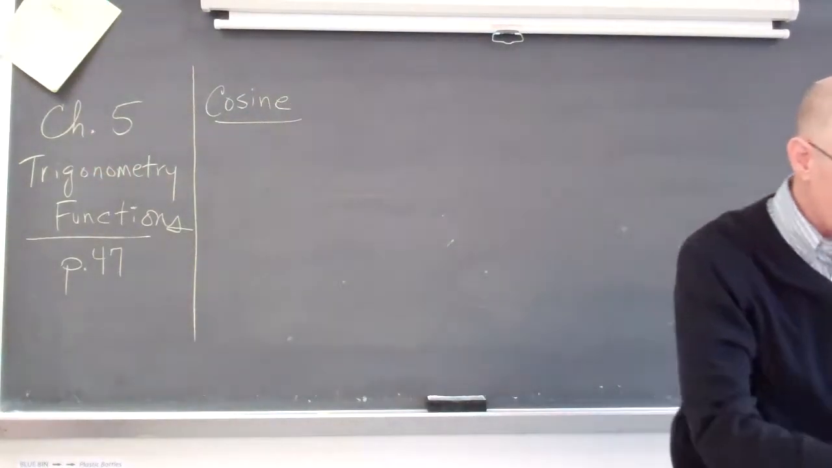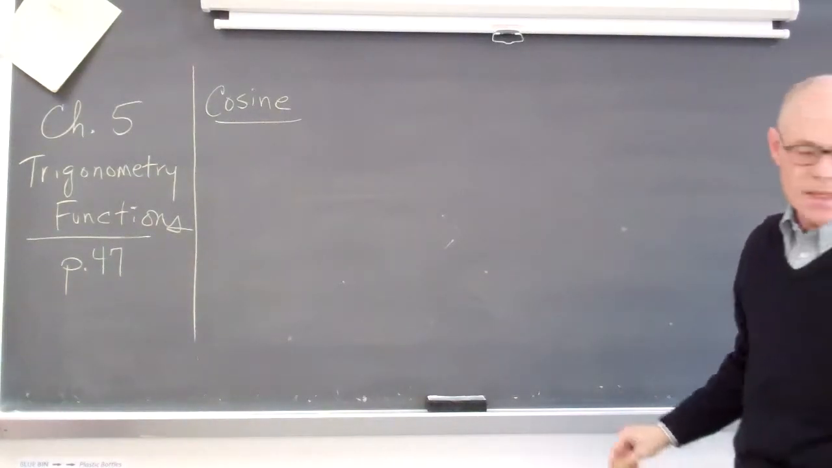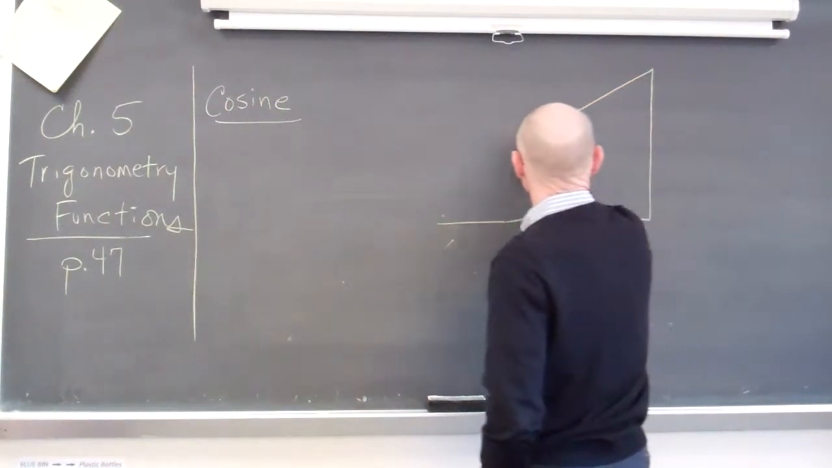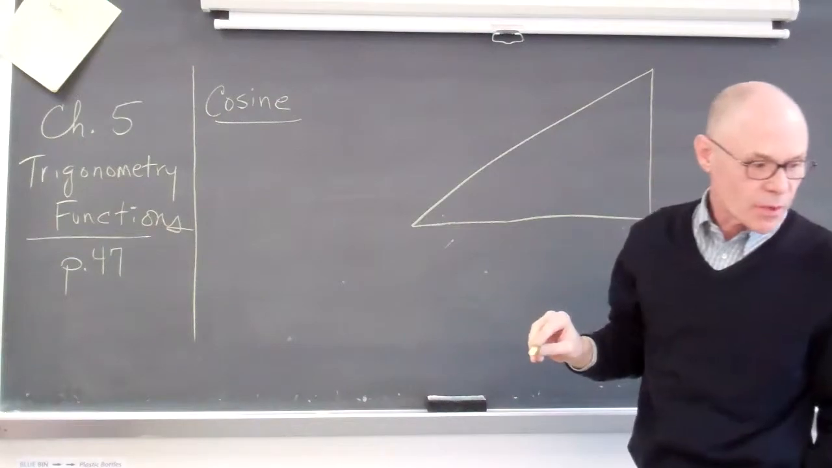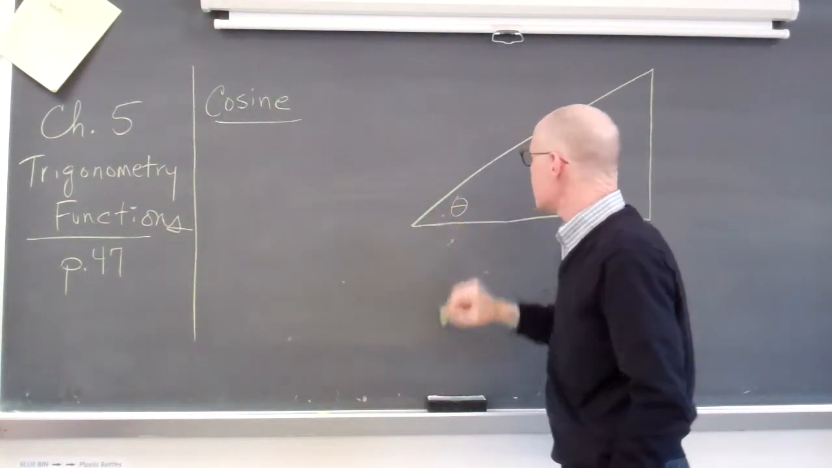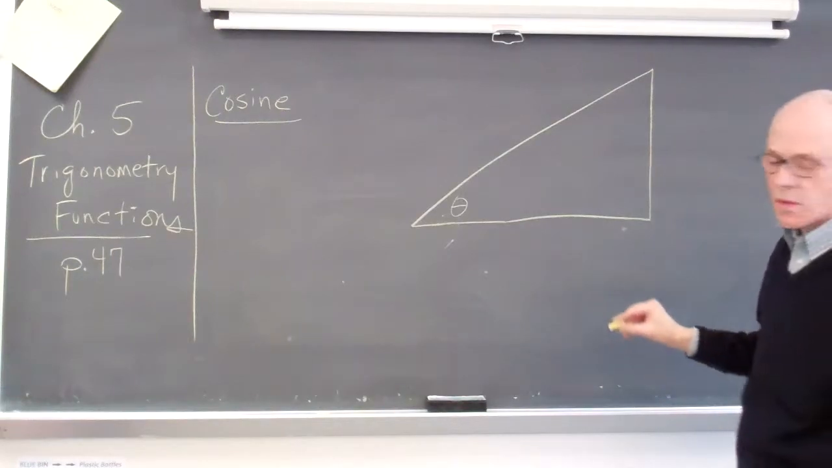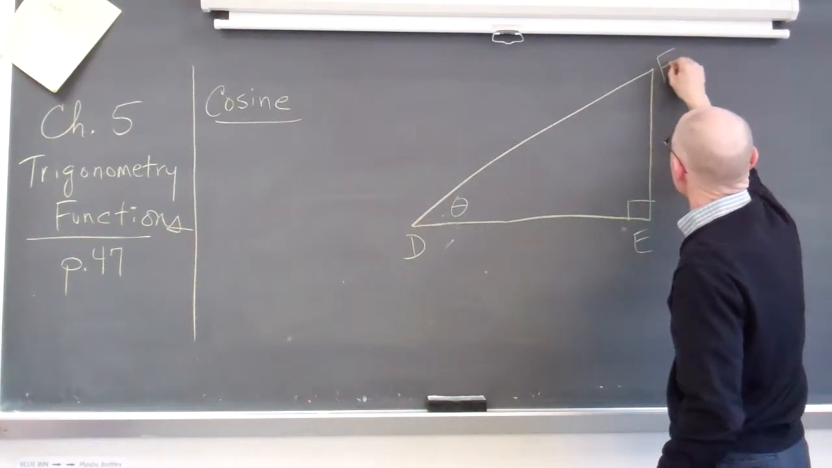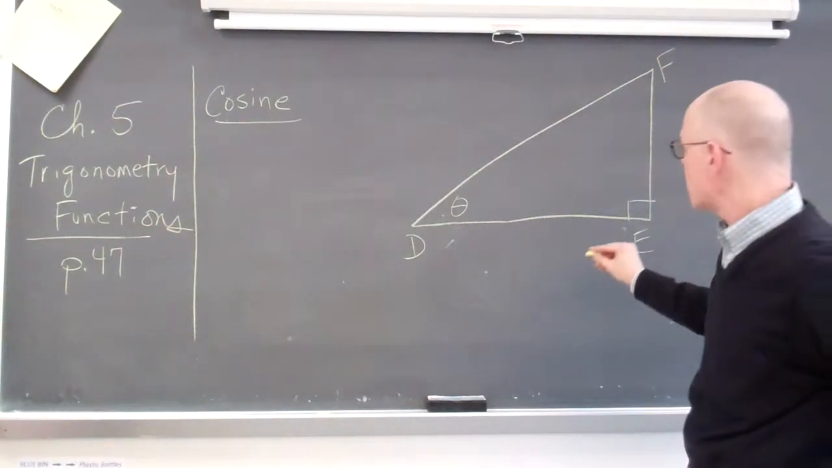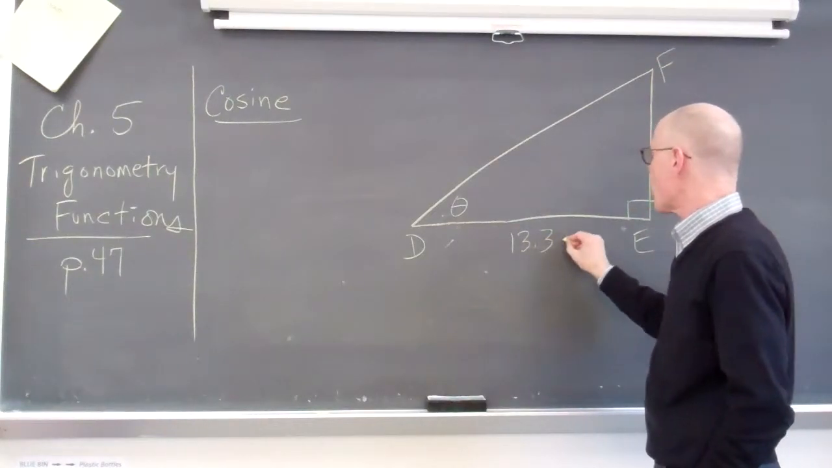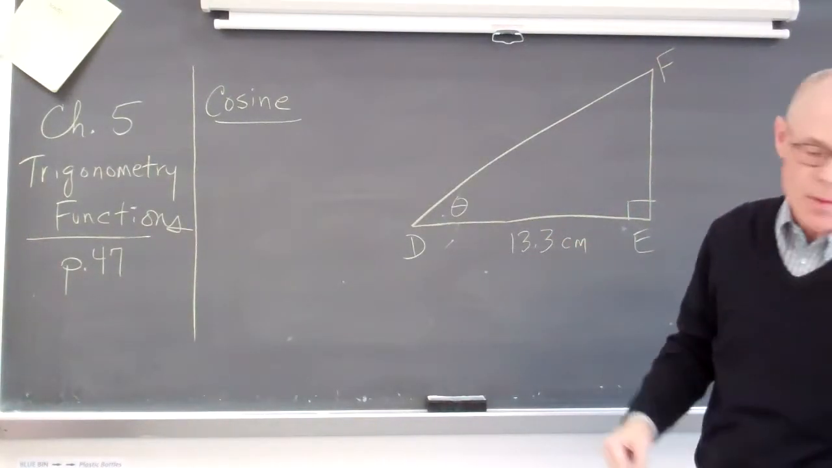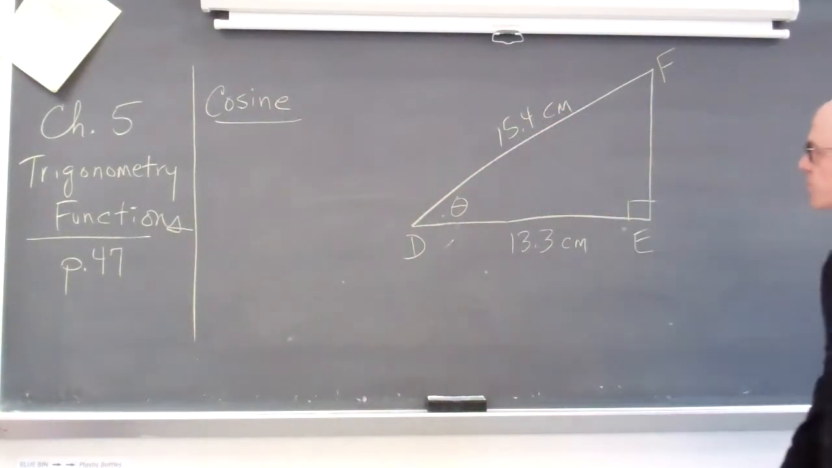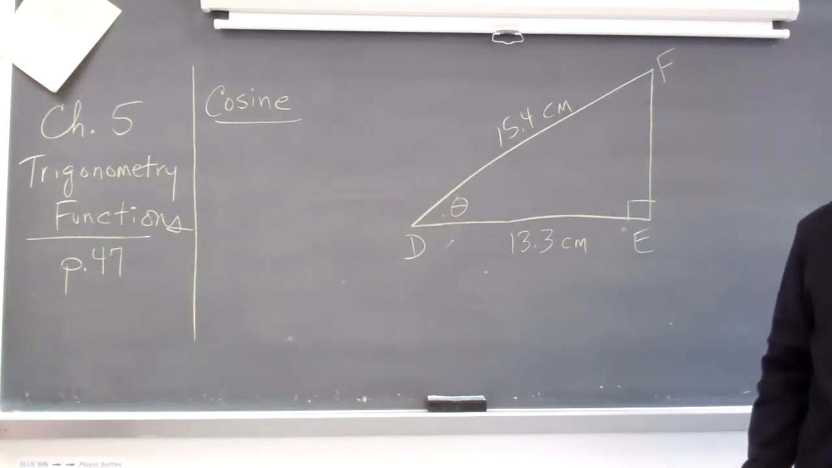All right, so the cosine function. Now we're looking at this triangle DEF. And let me recreate that here quickly. Again, we have an interior angle theta, and we have given lengths. This side DE is 13.3 centimeters, and then you have the hypotenuse of 15.4 centimeters. So now we're going to define the cosine.